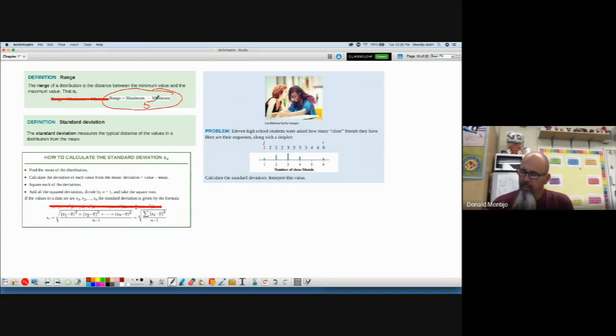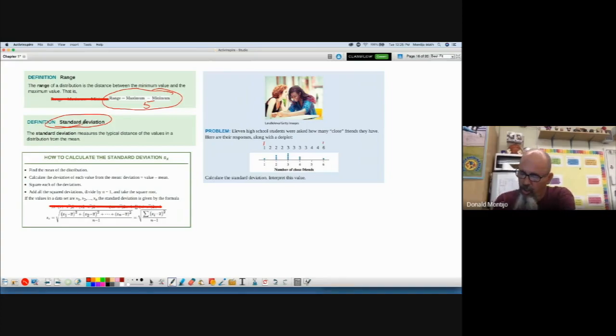Now, this term here, we're going to have to spend some time with. Standard deviation. What is the standard deviation? It measures the typical distance of the values from the mean. So standard deviation is, on average, how far is each value from the mean? So it's the mean distance each number is from the mean. On average, how far away is each value from the mean?